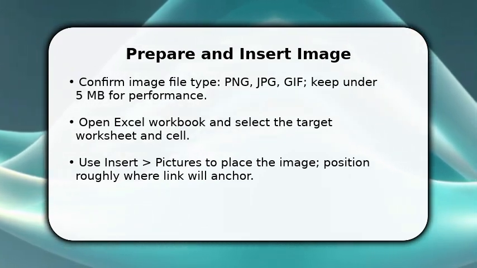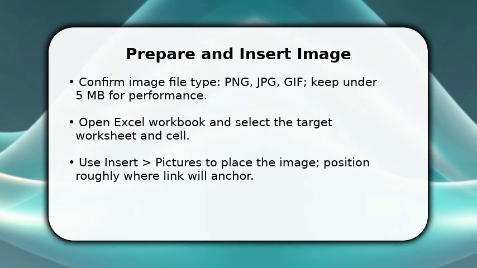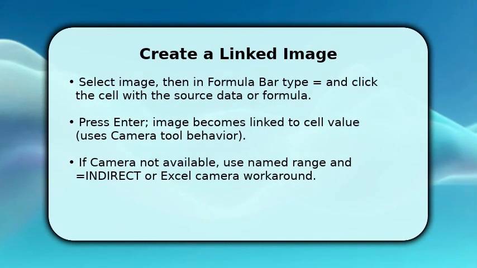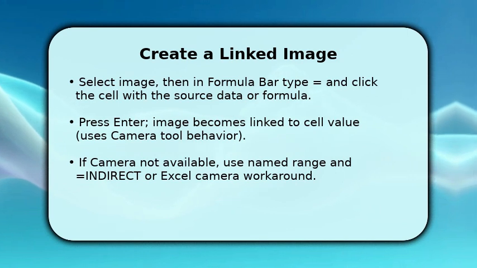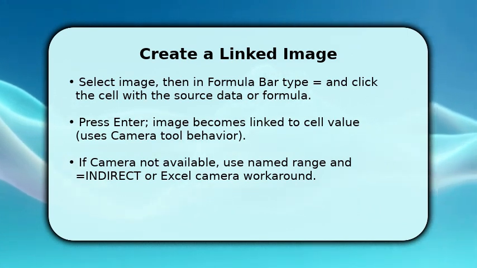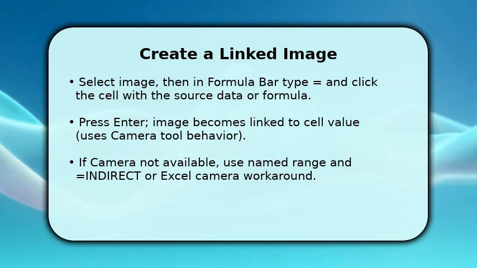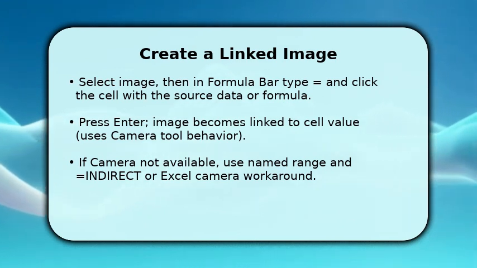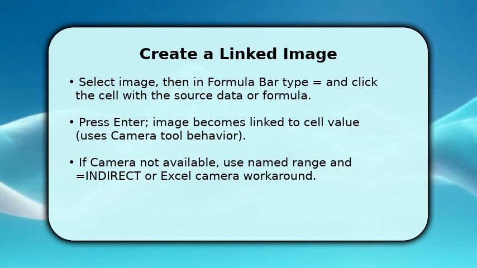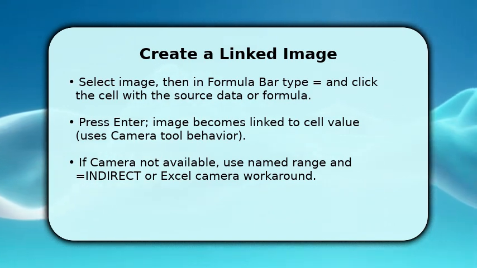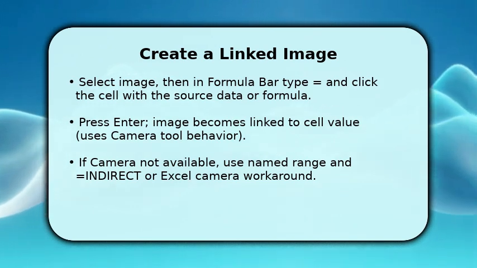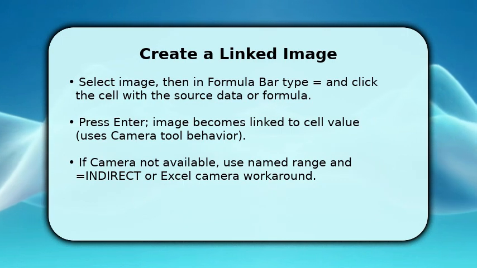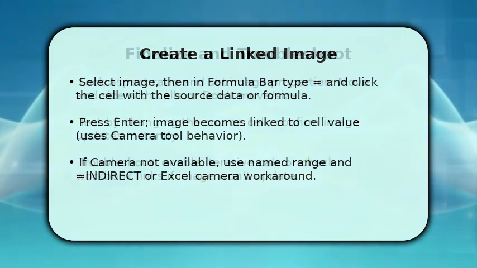Now convert that picture into a true linked image so it updates automatically. Select the image, then click the formula bar, type an equals sign, and click the worksheet cell or named range whose content you want displayed as the image source. Press Enter and the picture will link to that cell's content. If your Excel version lacks this direct behavior, create a named range for the cell and use that name in the formula, or finish by sizing and locking the image so it behaves when rows or columns change.